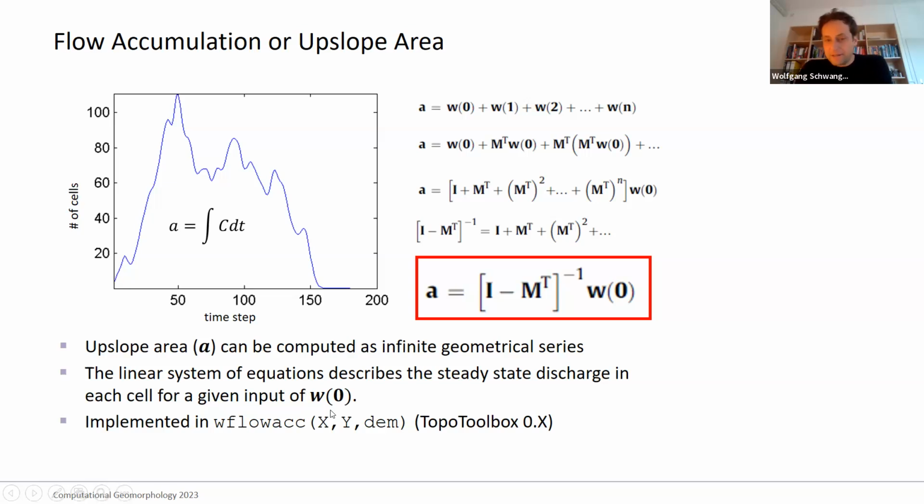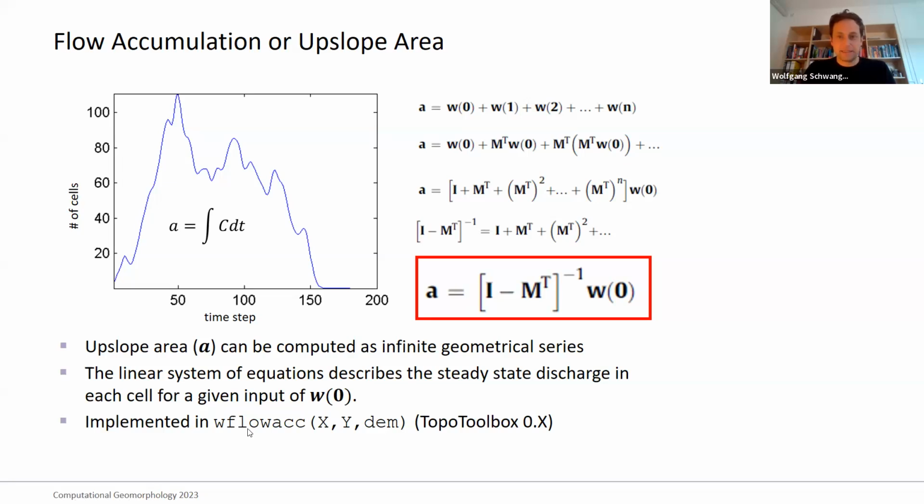So, and well, that was also the time when I started writing my own software. And in fact, this equation and the way we get there is implemented in a function that I wrote before Topo Toolbox was actually initiated or born. It's called WFlowAC. Somehow I thought it would be good to have the initial of my first name in front of the function name. And it's still available on the File Exchange.